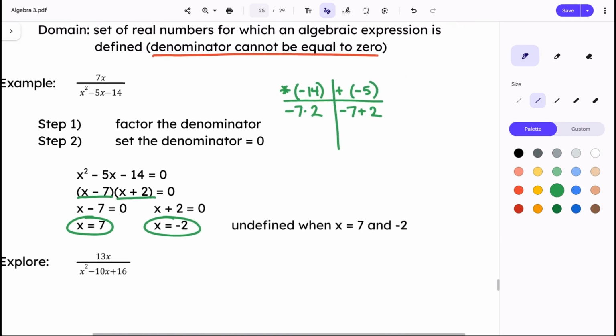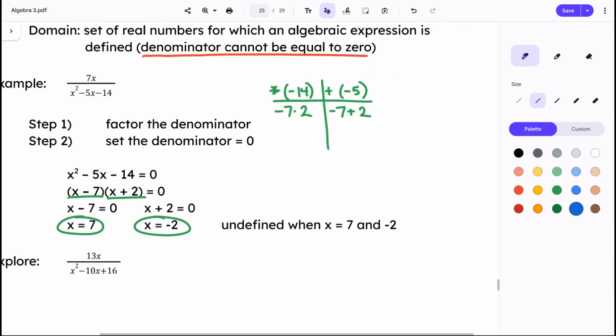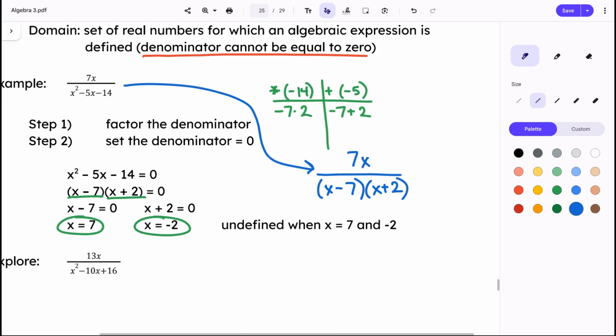So if I were to write this out as a factored answer, on the top, I'm going to write 7x because I said I can't do anything with that. On the bottom, I'm going to write x minus 7 and x plus 2. And then right after it, I'm going to write out those numbers that x cannot be equal to. So you're going to write x can't be equal to, and we're going to write those two numbers that we found down here when we solved the bottom. So the negative 2 and the 7. So this is what your answers are going to look like today.